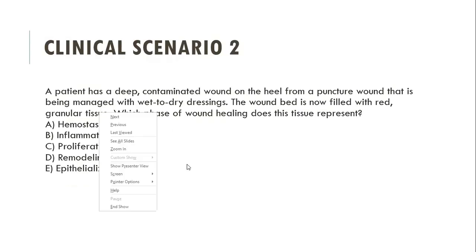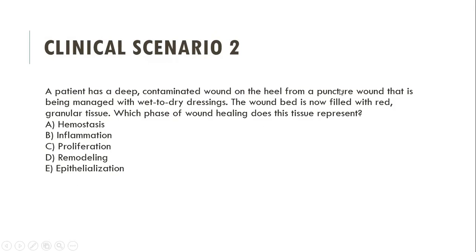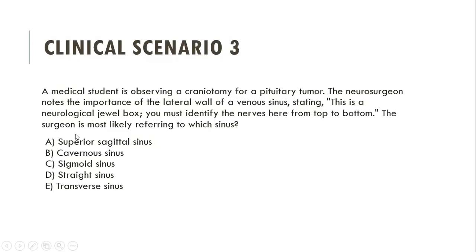A patient has a deep contaminated wound on the heel from a puncture wound that is being managed with a wet to dry dressing. The wound bed is now filled with red granular tissue. Which phase of wound healing does this tissue represent? So the granulation tissue basically forms in which phase of wound healing? It forms in the phase of proliferation.